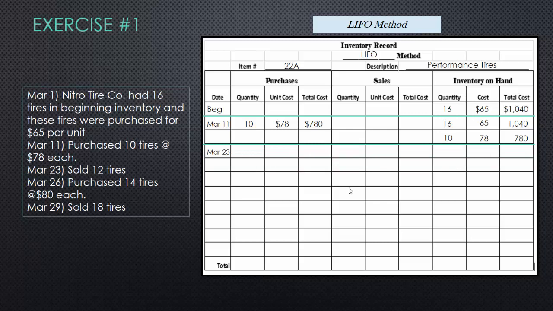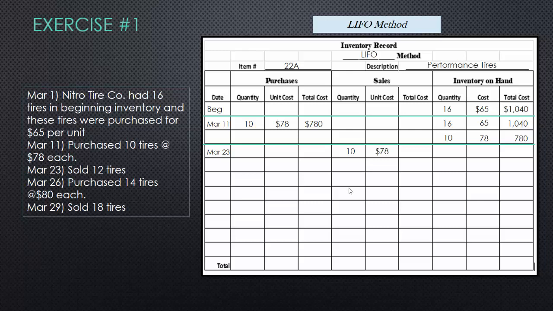On March 23rd, we're going to sell 12 of these tires. Well, we're using the LIFO method, and that means that we are selling the last tires that we purchased first, or at least we are assuming that we are, because we can't distinguish which tire is which just by looking at it. So what is the last inventory that we purchased? It was the March 11th purchase, and those units cost $78 a piece. So to get to those 12 tires that we're selling, we're going to assume that we're selling all of our newest inventory first before we dig into what we had in beginning inventory.